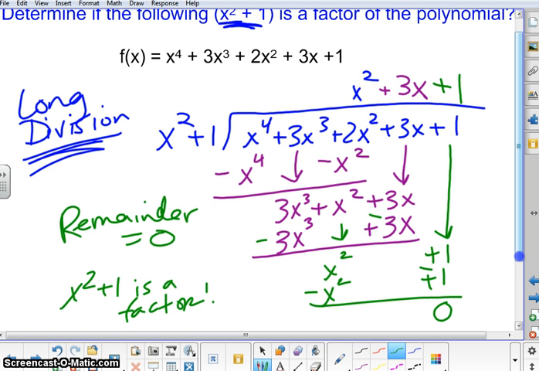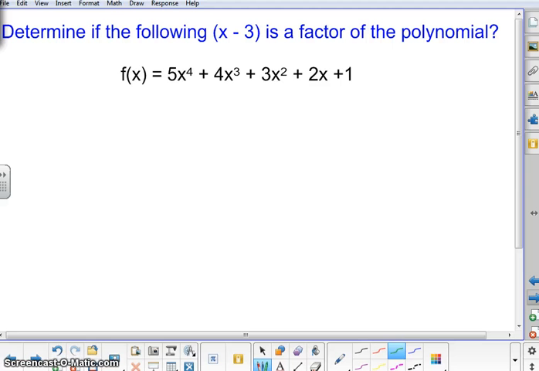All right. So I think we have one more to go, and go ahead and push pause and see if you can do this one on your own. You're trying to find out if x minus 3 is a factor of the polynomial. Okay, and then we can use any method you want. If you love long division, use that. If you like synthetic division, use that. If you like to just plug and chug, you can do that too. Lots of different ways you can do the exact same problem.